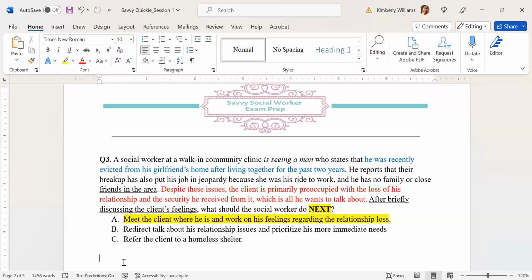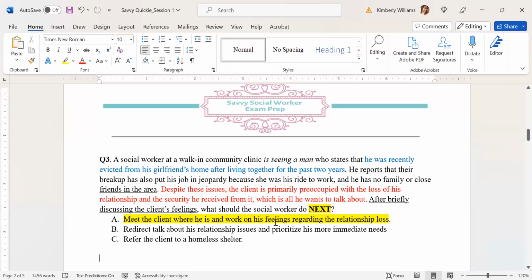My person that said A, why do you think it's A? Because they're already discussing his feelings. And then it's saying, what do you do next? So there has to be some, well, I'm presuming some acknowledgement with regards to his feelings. Okay, so if you're already discussing his feelings, why would you do that next?